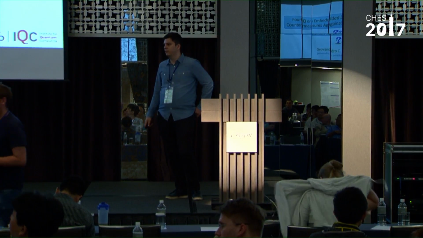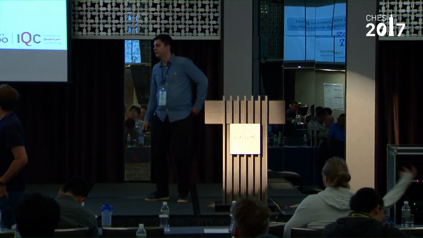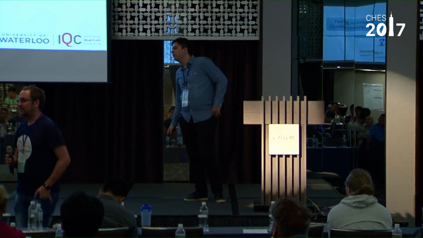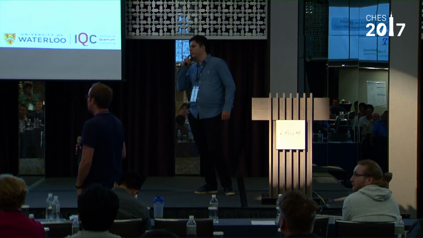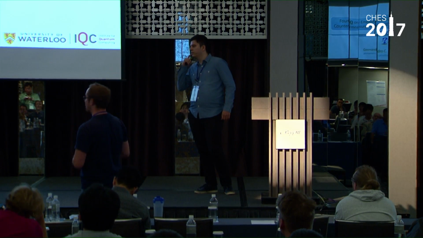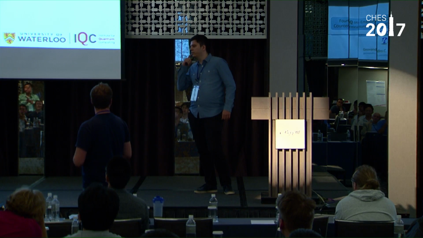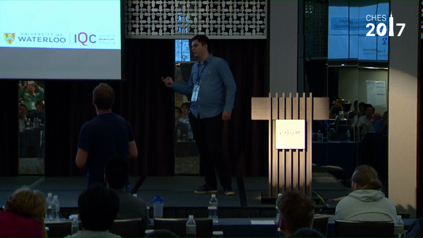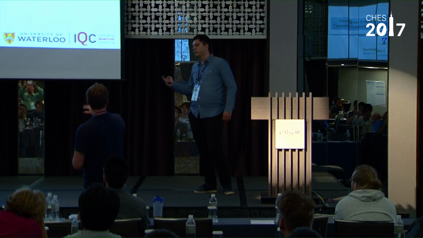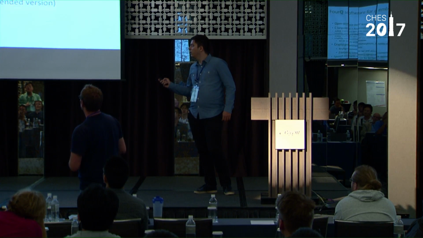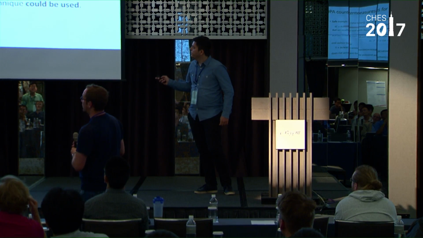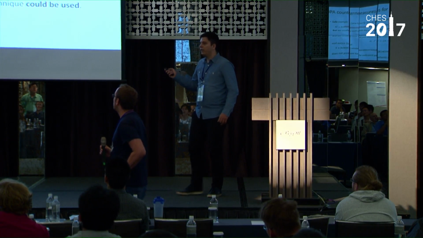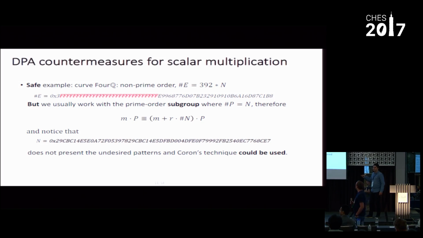Could you go back to the slide with all the Fs on it, where the top half of the bits are all Fs, basically adding nothing in the top bits? The countermeasure where you're adding a particular multiple of the order. This one? Yeah. So here we are not using this countermeasure actually.